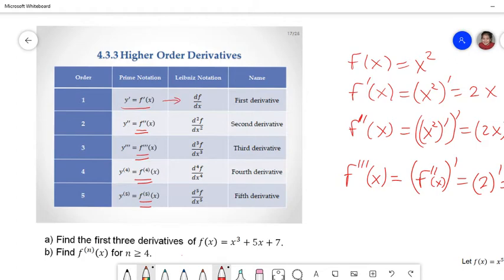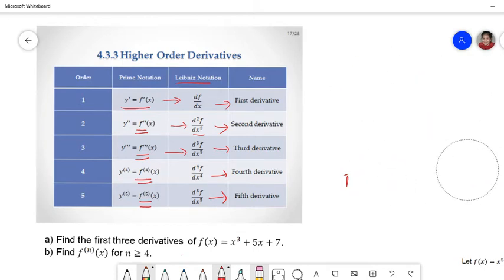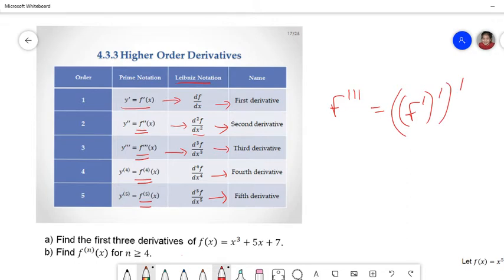And in Leibniz notation, it will be df over dx, then d squared f divided by dx squared. We call them the first derivative, second derivative, third derivative, fourth derivative, and fifth derivative of a function. The key idea here is that the 3 means we're taking the derivative again and again, 3 times.